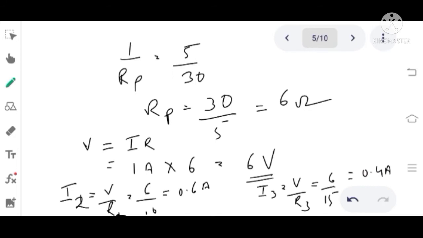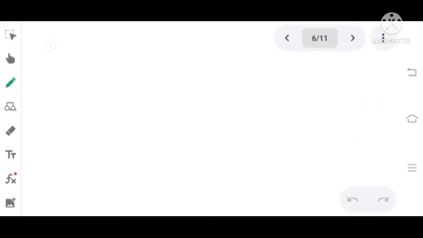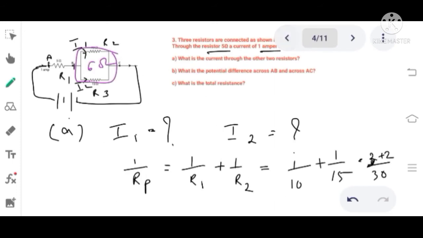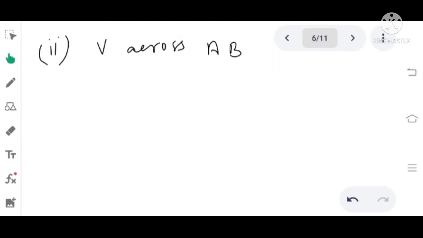So here you can notice I2 plus I3, 0.6 plus 0.4 gives you again 1 ampere. So it shows that the current was split into the two resistors. Now second is you have to find out the potential difference across AB. So across AB there is only one resistor, which is 5 ohm resistor R1. So V is equal to IR. I is 1 ampere through R1. So 1 into 5, 5 volts. So potential difference across AB is 5 volts.